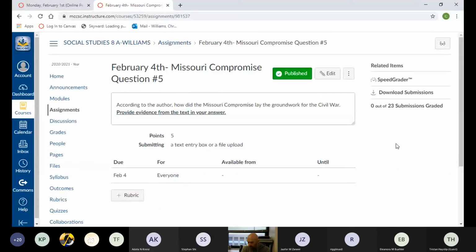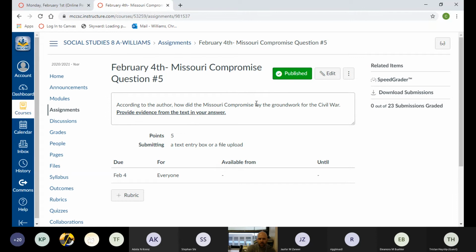for today. And what you'll see there is this question. It's the same question that's on number 5 on the text, but this is where I want you to answer it. Okay? So according to the author, how did the Missouri Compromise lay the groundwork for the Civil War? Provide evidence from the text in your answer.